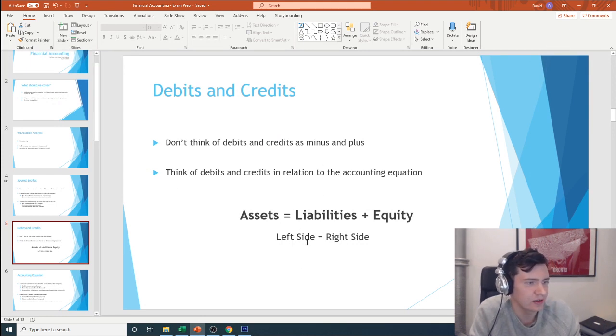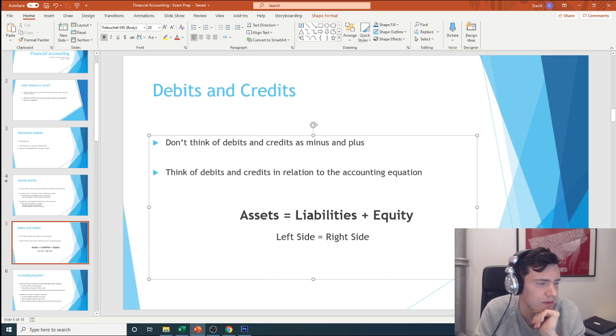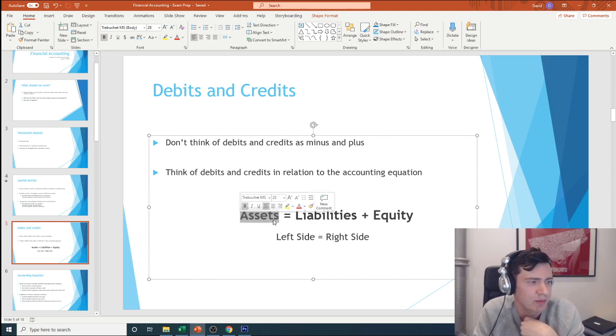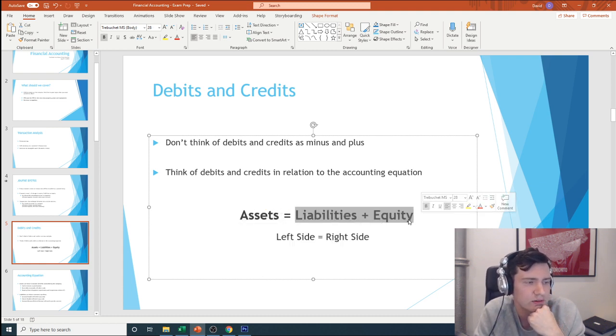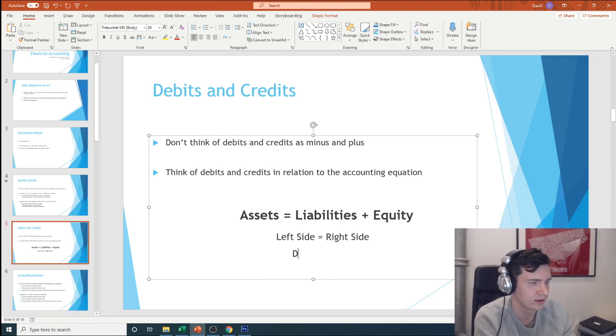Remember that the left side is your assets, which are always going to be debits, and on your liability and equity side, you'll use credits to increase them. So the normal balance of the left side is debit, and the normal balance of the right side is credit. That means that if you want to increase your asset accounts, you debit them. If you want to decrease them, you credit them. For liabilities and equity, if you want to increase them, use credit. If you want to decrease them, use a debit. So debits are equal to credits.